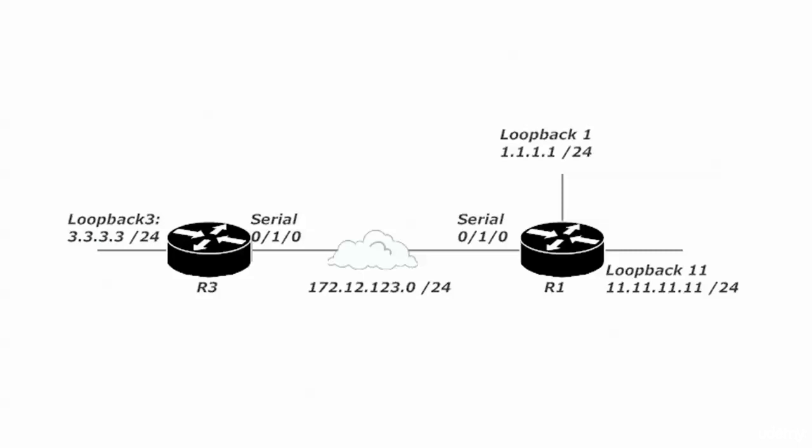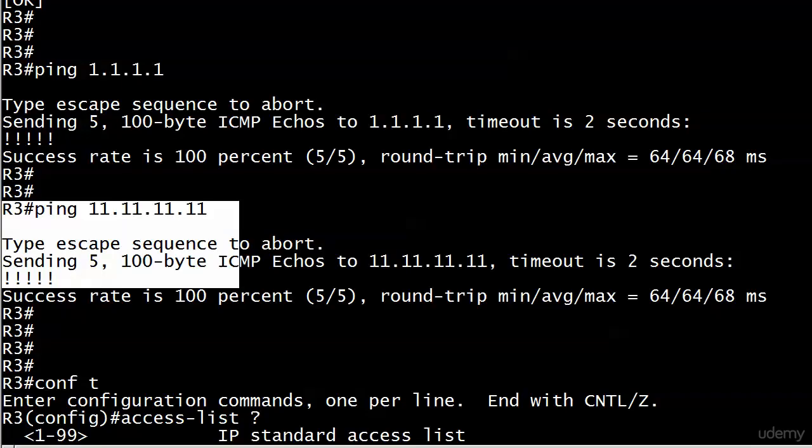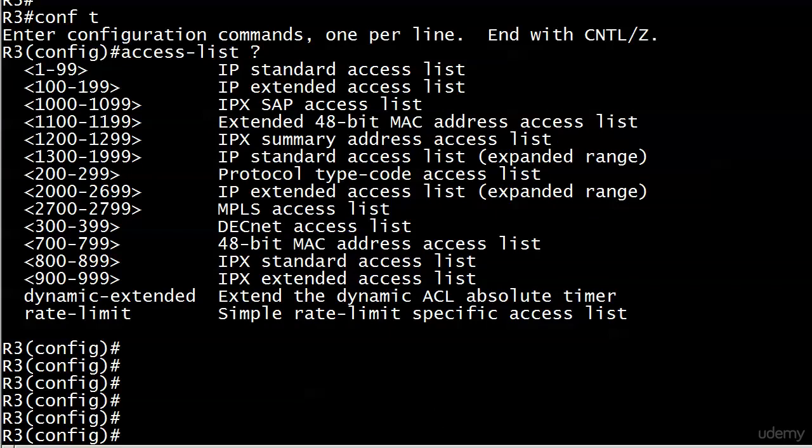But now we're going to have a set of requirements that we have to meet with an ACL. And here they are. First off, we want to block traffic sourced from 33.33.30.0/24 if it's destined for the 11.11.11.0 subnet. Now, router 1 should allow packets from 33.33.30.0 if they're intended for any other subnet, including subnets we might add in the future. We're also told the ACL has to be applied on the serial interface of router 1. Now, is that a red herring? Does that really matter? I mean, we have to meet it, but does that really affect the configuration? Well, we'll see about that, but we're going to start right now with a standard ACL and see if we can actually even make that happen with a standard ACL. So we'll go over to router 1 first.